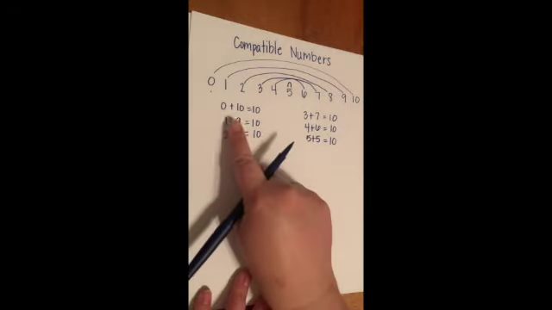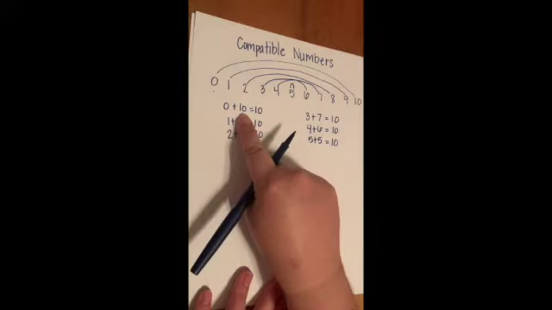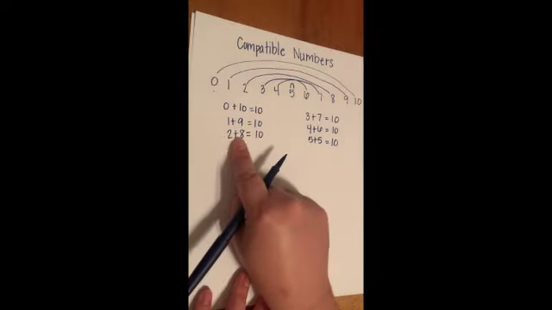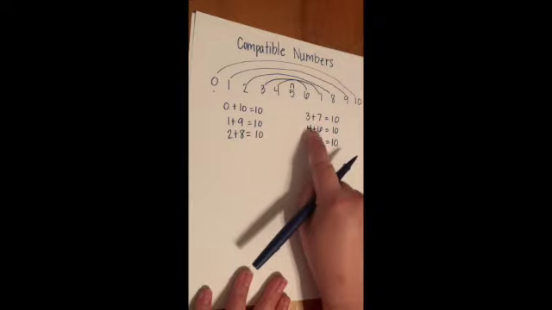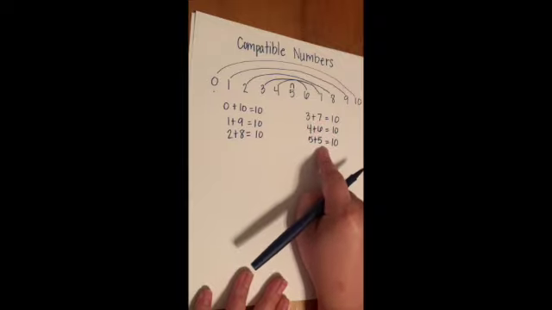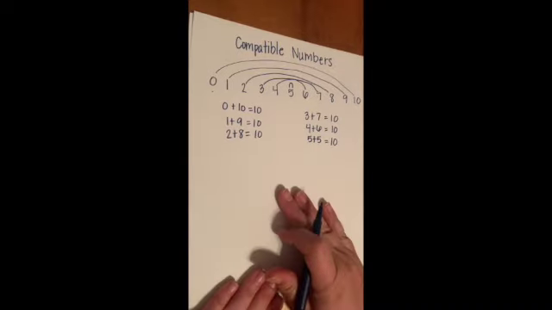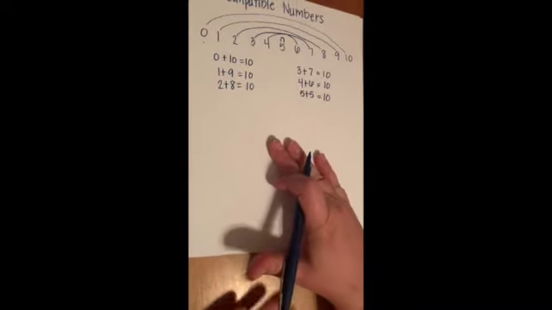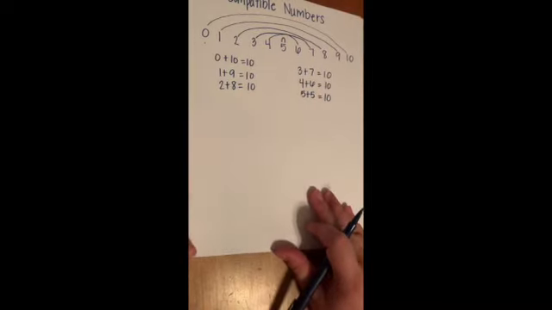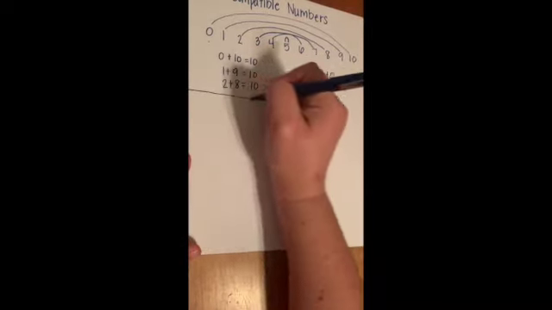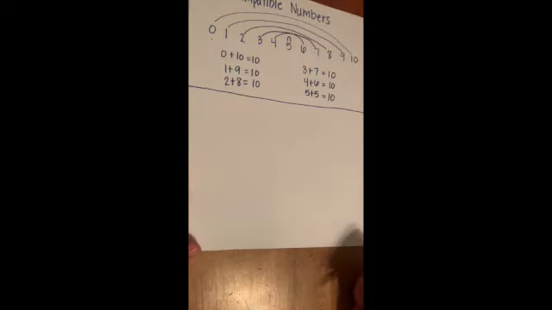So we would call these pairs of numbers compatible. We would call 0 and 10 compatible, 1 and 9 are compatible, 2 and 8 are compatible, 3 and 7, 4 and 6, 5 and 5 are compatible numbers because they easily add up to 10. And like I said, you might have heard them called friends of 10 before. But as you are getting bigger and you're using bigger numbers, you're going to need compatible numbers that can help you add up higher. So we're going to look at ones that make 100.